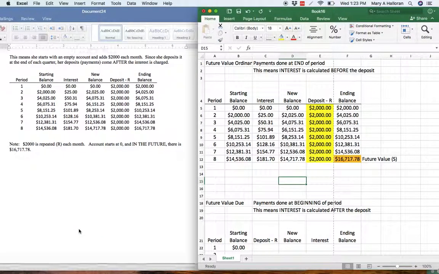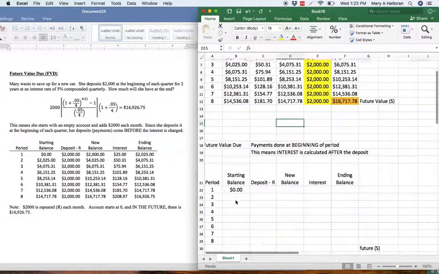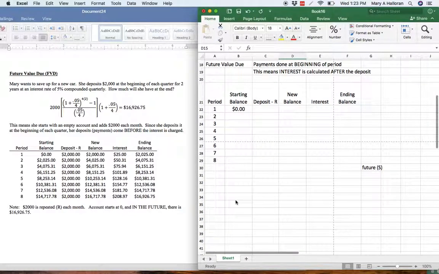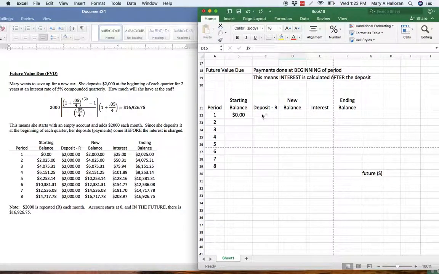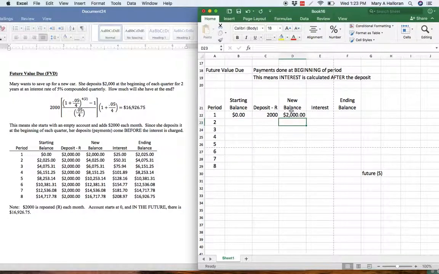So let's compare. This is the same scenario, but what's different with this one is that we're going to do the payments at the beginning. So I'm going to come in and I'm going to put 2,000 bucks in. And so then my new balance is $2,000. And now I'm going to get that same 5% interest rate, but it's happening quarterly, so I have to divide it by 4.